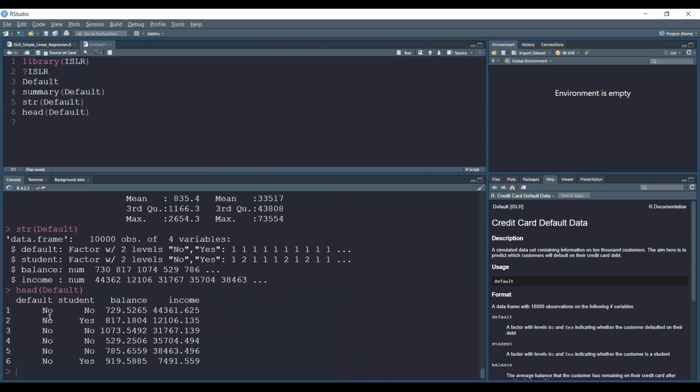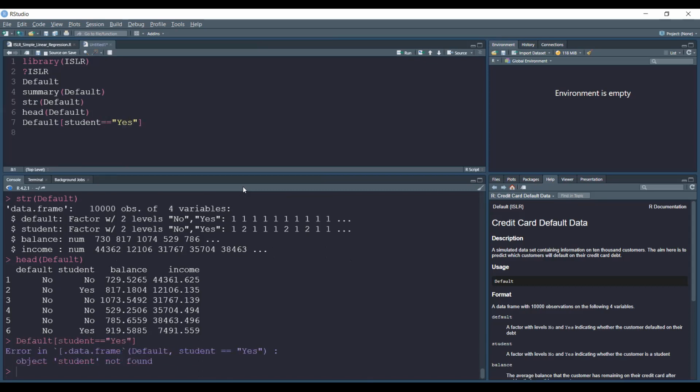So what I'm saying is I only want to pick... So this is your data set, or at least the first 6 observations from around, I think, 10,000, right? How would you only pick those observations that say student yes? Let's see. What if you say student double equals yes? So that doesn't work.